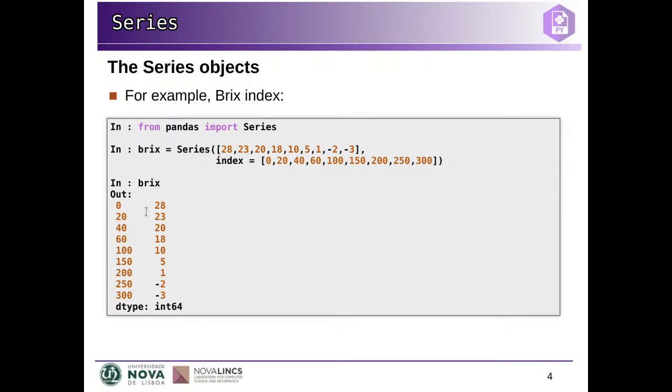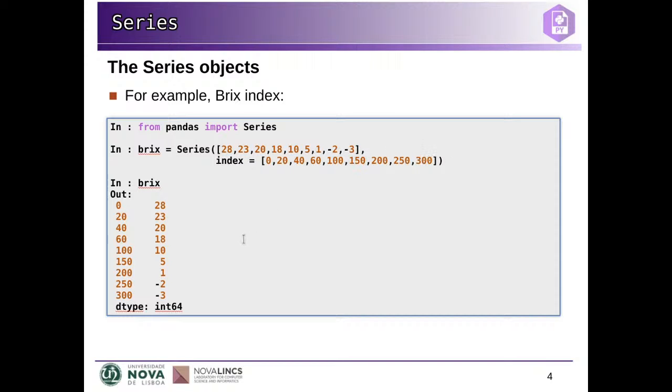So this is an example of how we could use the data, the measured Brix index, and for example hours of fermentation, and then we would create a series where we would assign the Brix index values as the data. So this is the first list here, and then as the index, the hours of fermentation. And this would be the series that we have. So from Pandas, we import the series class. We use the series class to create a series object with our series. So the class is a factory of objects, and we create a series object with this data and this index here.